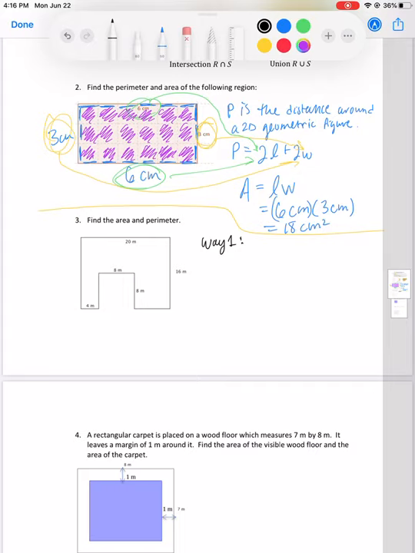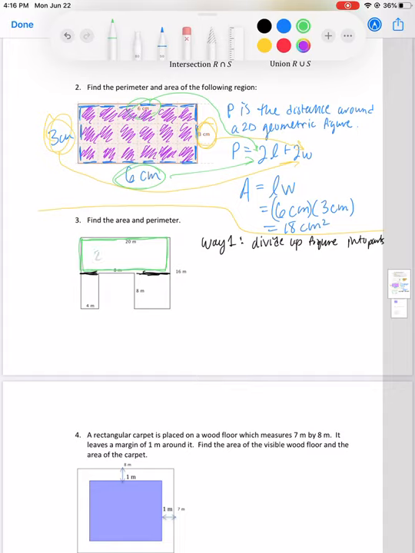Way 1 is to divide up the figure into parts. Okay, so we can divide it up into these 2 parts, for example. We have a rectangle. How big is this rectangle?